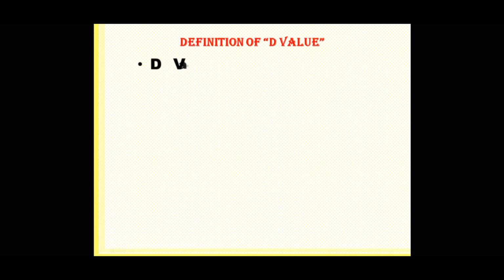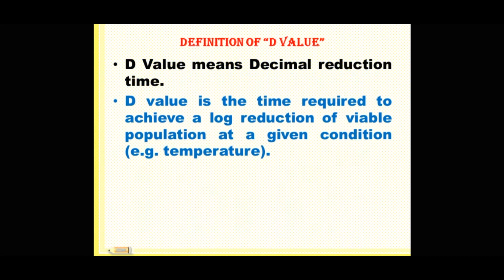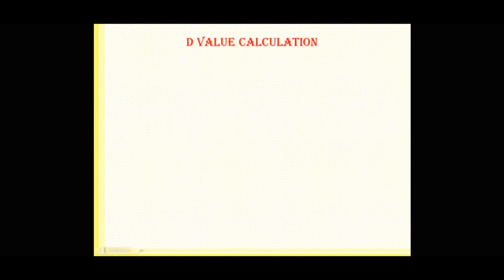Now, the definition of D-value. D-value means decimal reduction time. It is the time required to achieve a log reduction of a viable population at a given condition, for example temperature. Now this looks a little confusing. When we go through the examples, it will be more clear and you will understand what D-value is more clearly, right? So we'll see the D-value calculation.